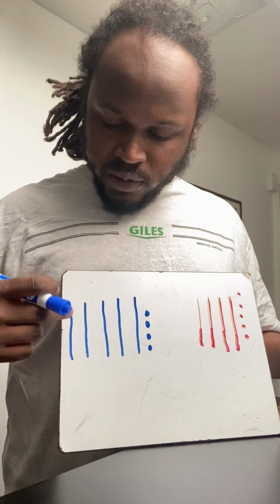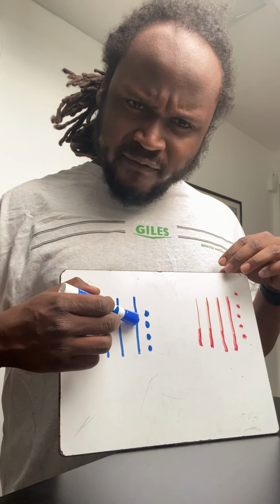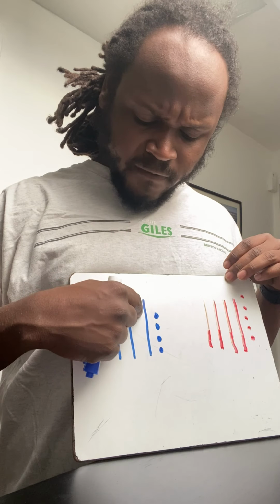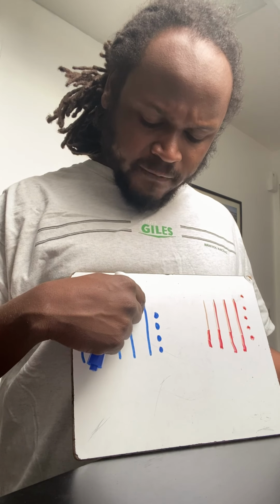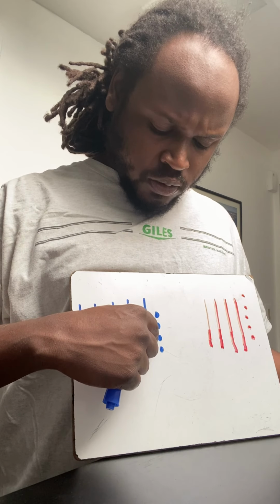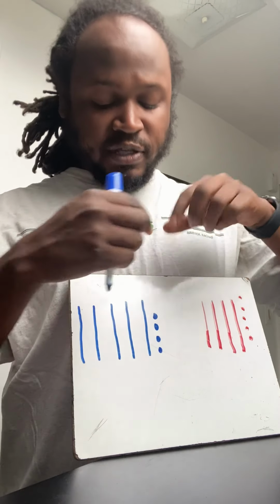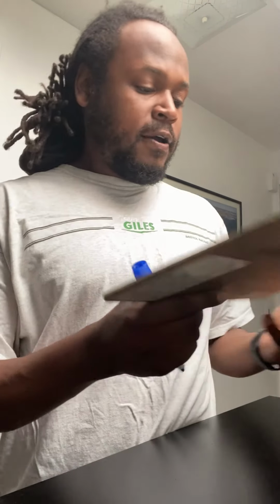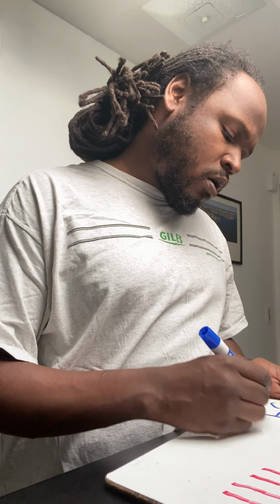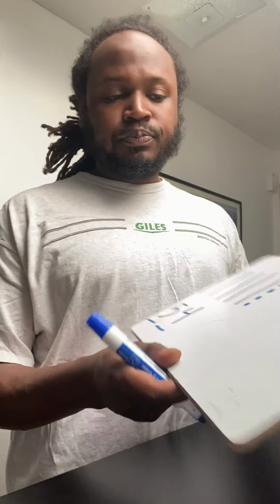So first, let's figure out what this number is. Let's see. 1, 2, 3, 4, 5 groups of 10. 10, 20, 30, 40, 50. Okay, I got 50. And then 51, 52, 53, 54. Okay, so I know that this blue number right here is the number 54. 5 tens and 4 ones. Okay, so we have 54.